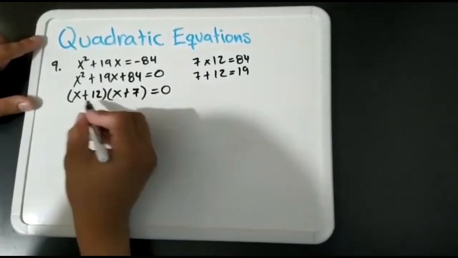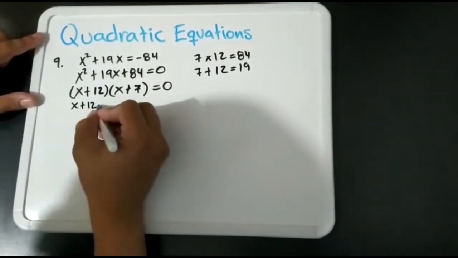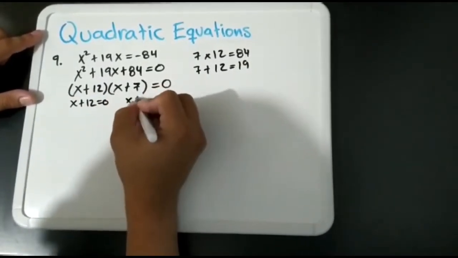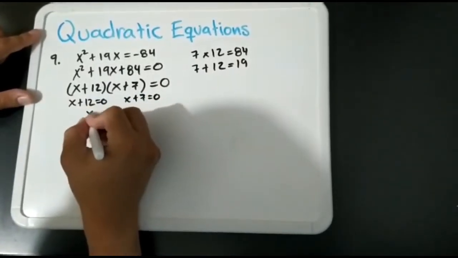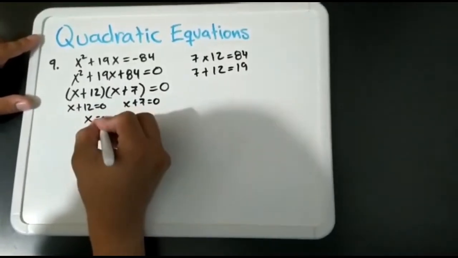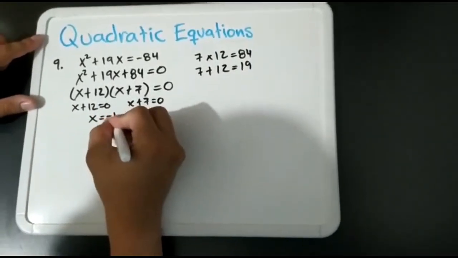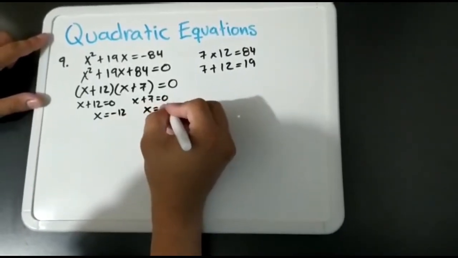Then for finding x, we're going to set x plus 12 equals 0 and x plus 7 equals 0. Then we will have that x is equal to minus 12, because the 12 that is positive we move to the other side of the equation, negative, and x is equal to minus 7, moving the 7 to the other side.